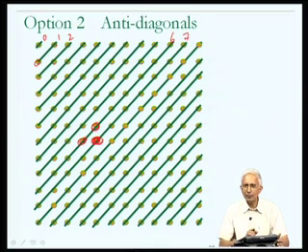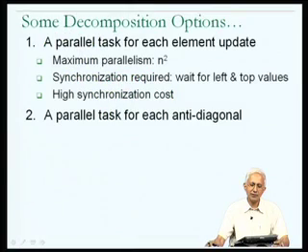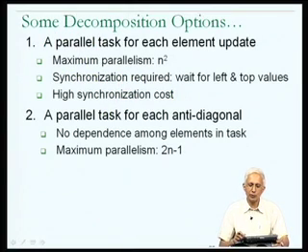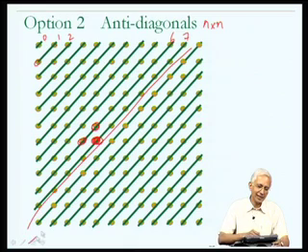What about the extent of parallelism? In the previous decomposition, I had potentially n squared parallel tasks. In this situation, I clearly have much less than n squared parallel tasks. In fact, if the matrices were of size n by n, then the number of anti-diagonals is going to be 2n minus 1, that you can confirm. And further, you could confirm that all the computations for any one of these anti-diagonals are actually independent of each other.